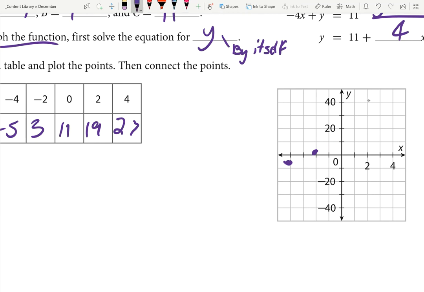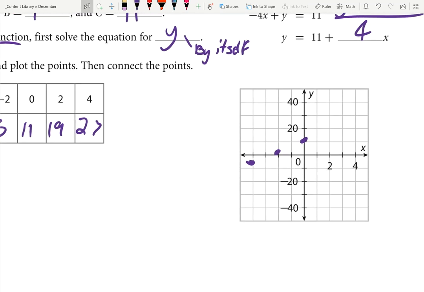Then I have 0, 11. So if this is 10, then 11 is going to be just above it. So right here. I have 2, 19. 19 is going to be right below 20. So 2, 19 would be right about there. And then 4, 27. Remember this is 30 here. So 27 would be just below that line, about there.